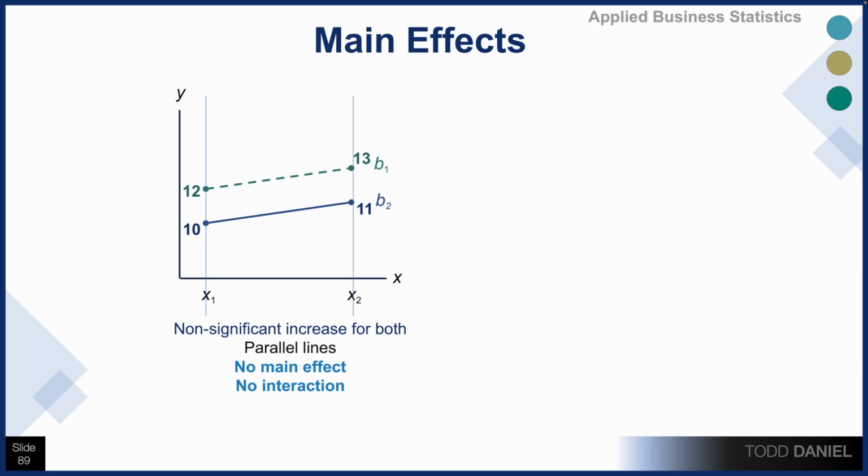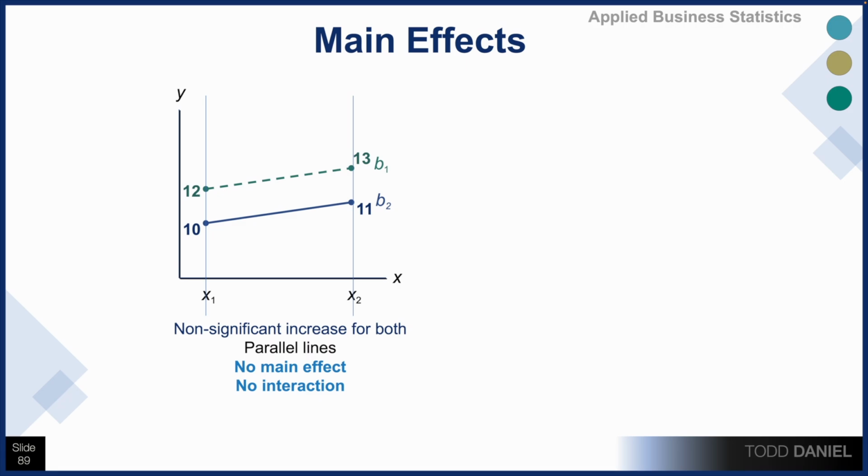And here I'm looking for whether the lines are parallel. In this case, we had an increase from 12 to 13 for our first independent variable. Our second independent variable, or second group, jumped from 10 to 11. The lines are parallel. That means there's no interaction, and they're not a statistically significant change. So when you see parallel lines, that means the groups haven't changed differently than each other. They both went up a little bit, but not statistically significantly.